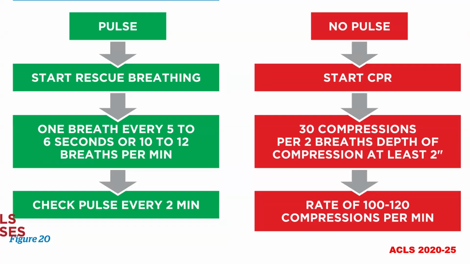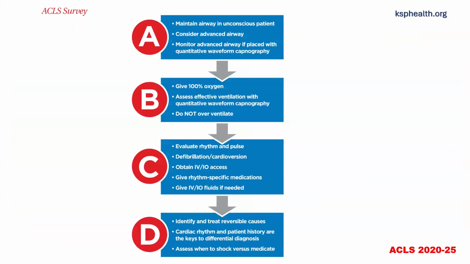Check pulse every 2 minutes. If there is no pulse, start CPR and give compressions, 30 compressions and 2 breaths afterwards. The rate of compression has to be 100 to 120 compressions per minute. These are all the ACLS survey, the ABCDs of the ACLS survey.